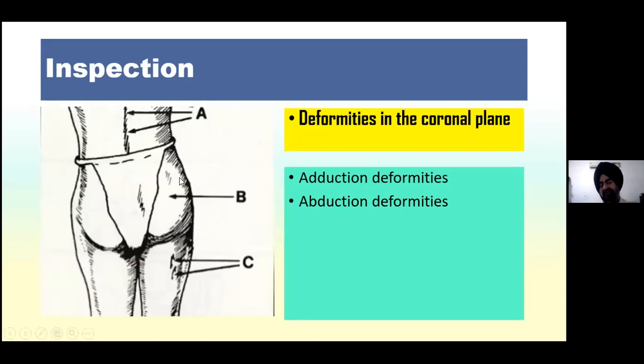On the right side, if we look at the other side, there is adduction deformity. Due to adduction deformity, the patient is not able to abduct the leg, and in an attempt to abduct the leg, the spine has deformed into scoliosis, and the limb has shortened. So these are how the deformities in the coronal plane look like when we look from the back of the patient. So looking at the patient from the side, from the back, we can judge about the deformities of the hip, and this is the role of inspection in the deformities of the hip.